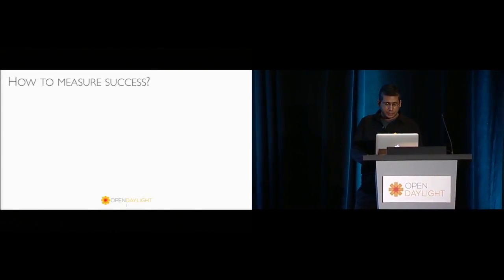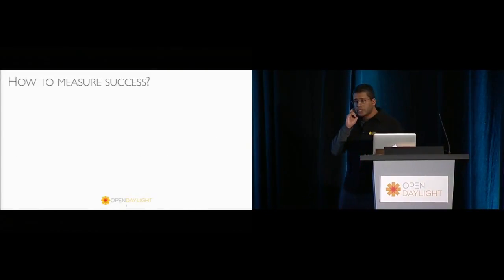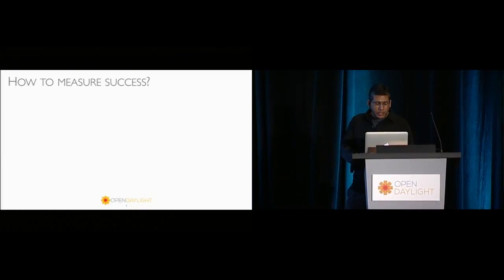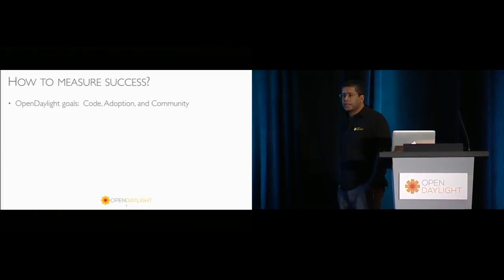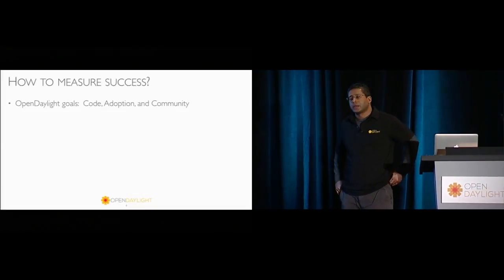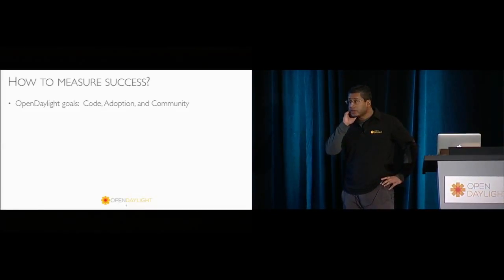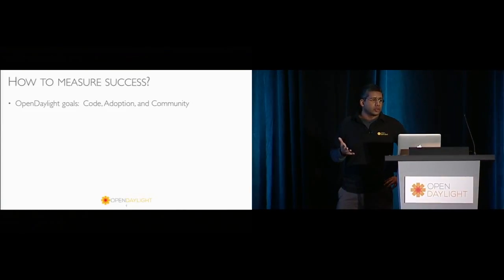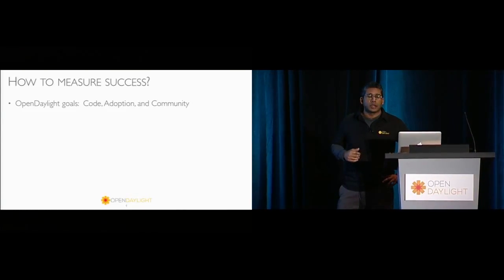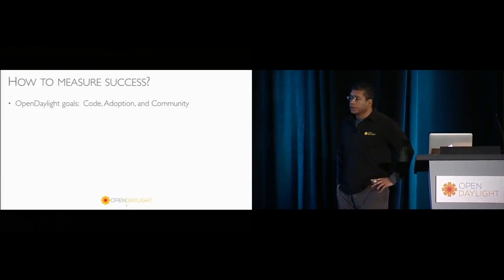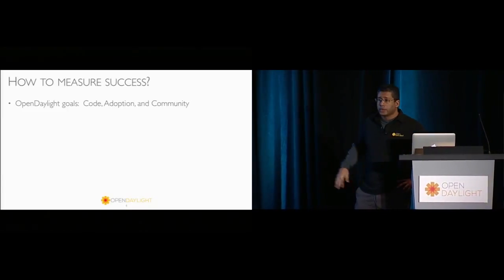So the first question we need to ask is, how do we measure the success of an open source project? There's a few metrics that come to mind immediately, and we could start just by having a look at OpenDaylight's stated goals. OpenDaylight's goals, as Inder described in that talk last year, were around 3 main things. The first one, of course, is code. Any open source project has to be measured by the code that's produced. The code is really what lies at the heart of the project, along with the community.